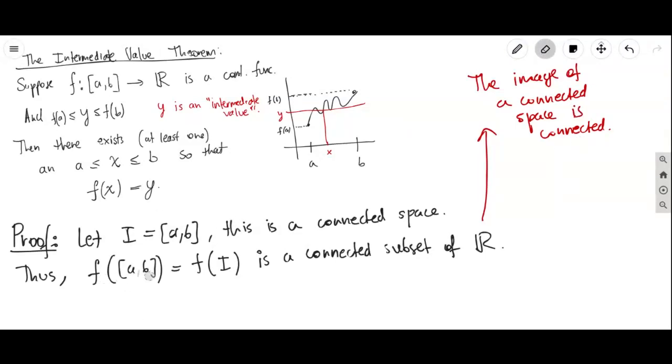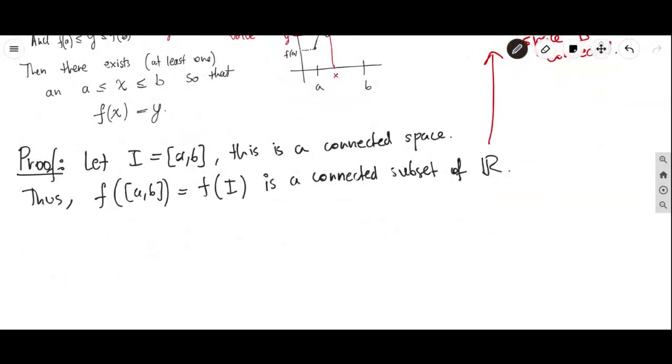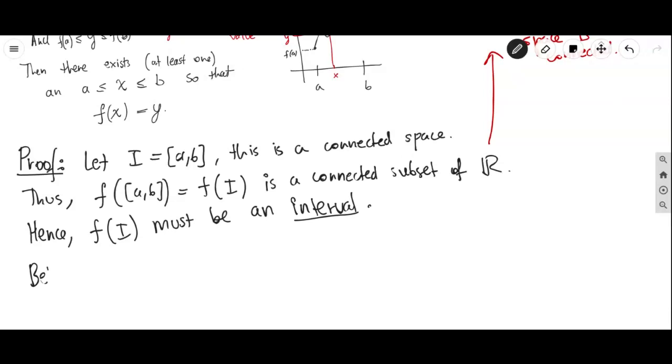This is connected. That's the forward image of this space. So it's a subspace of R, and as a subspace of R, it's connected. So this is a connected subset of R. So it must be an interval. Remember what we said, the connected subsets of R are intervals. Hence, f of I must be an interval.